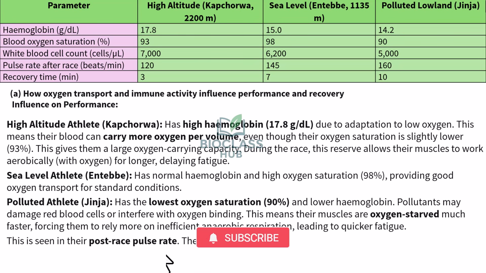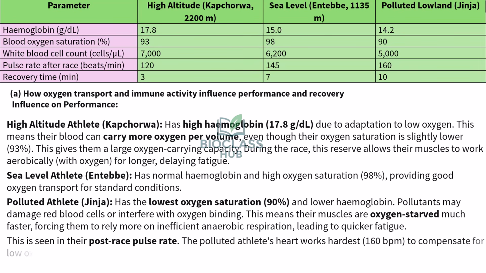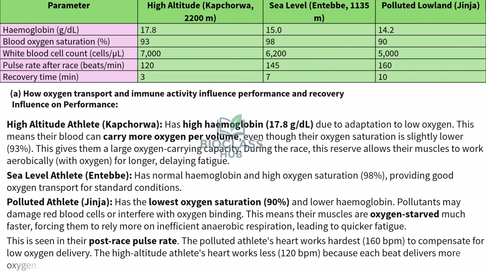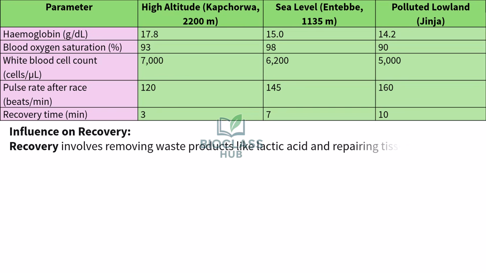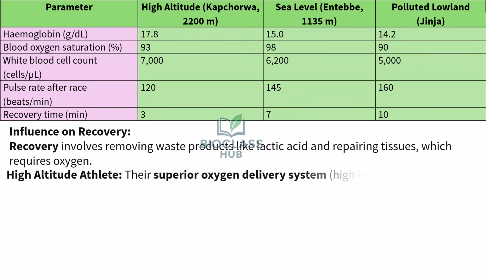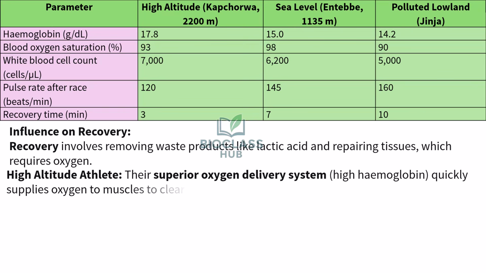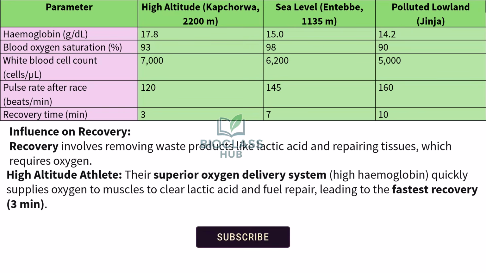The polluted athlete's heart works hardest, 160 beats per minute, to compensate for low oxygen delivery. The high-altitude athlete's heart works less because each beat delivers more oxygen. Influence on recovery. Recovery involves removing waste products like lactic acid and repairing tissues, which requires oxygen. High-altitude athlete. Their superior oxygen delivery system, high hemoglobin, quickly supplies oxygen to muscles to clear lactic acid and fuel repair, leading to the fastest recovery.